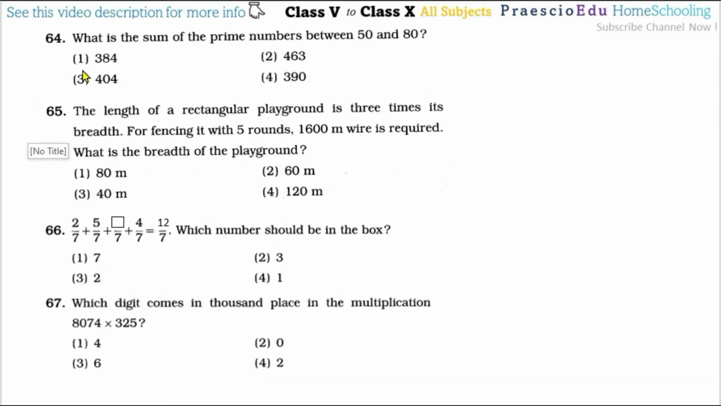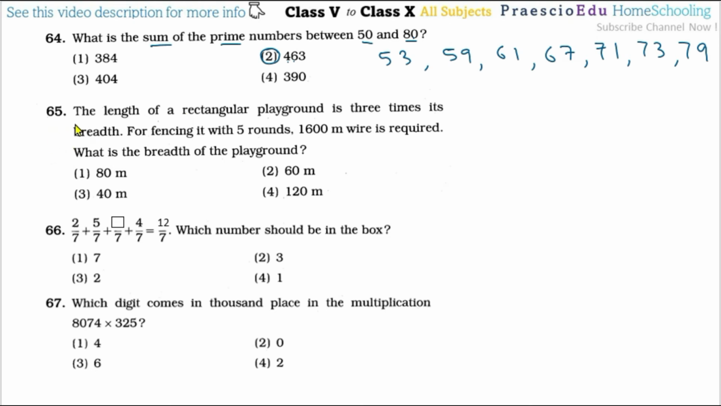Then question number 64, what is the sum of prime numbers between 50 and 80? In this one, the prime numbers are 53, 59, 61, 67, 71, 73, and 79. Then 80 is here. So we have to do the summation. If you calculate the summation of these, you will get 463. So option number 2 is the correct one.